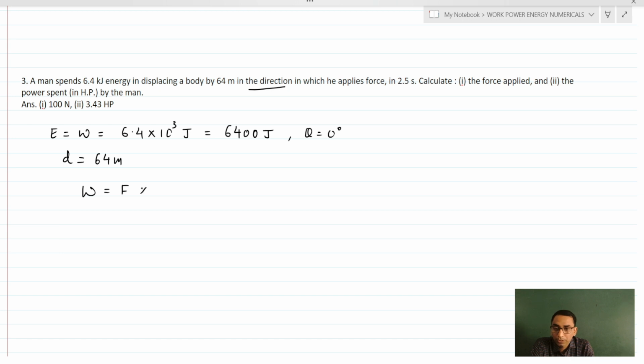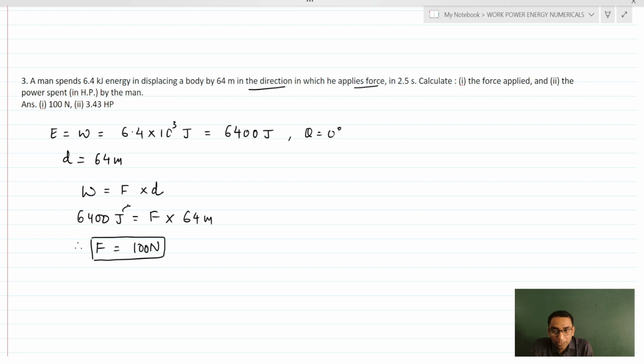Simply, work done is equal to force times displacement, and the work done is 6400 joules. Work done and energy are the same. The force is what we are supposed to find out, and the displacement is given as 64 meters. So the maths is very easy over here. The answer is going to be 10 newtons. Correct? Did I miss out on anything? Yeah, I missed out on a 10. So the force is 100 newtons.